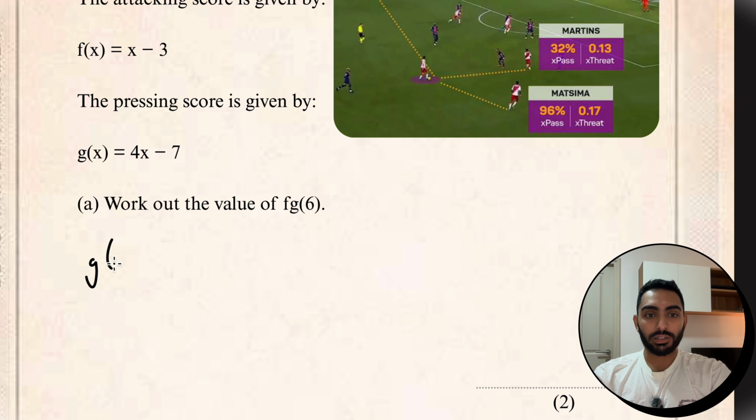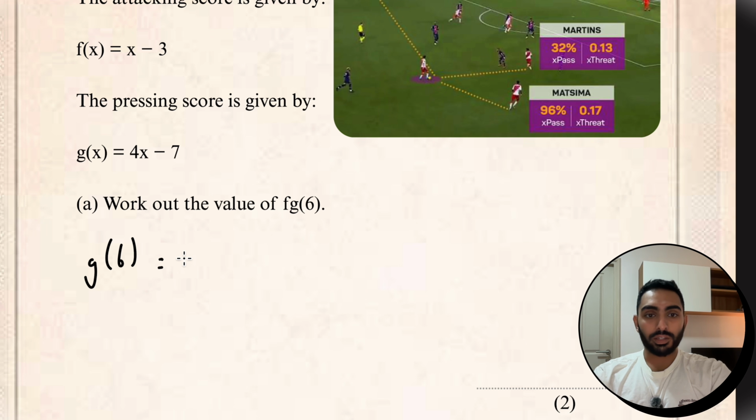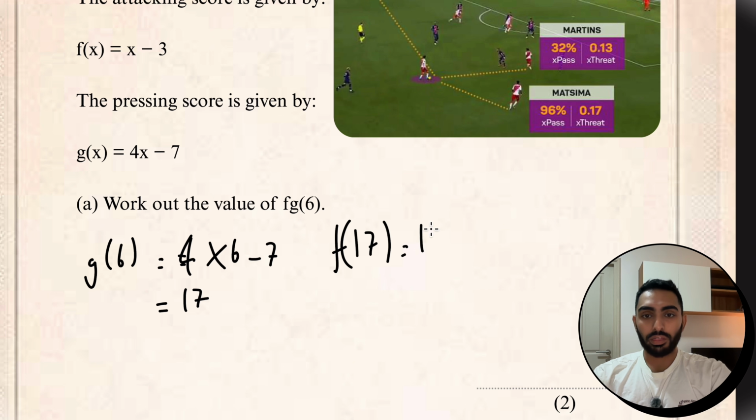Put in 6 into g of x. g of 6 is equal to 4 multiplied by 6 minus 7. 24 take away 7, which would be 17. And we're going to put 17 into here. f of 17, so nice and easy. 17 take away 3, which would be 14.